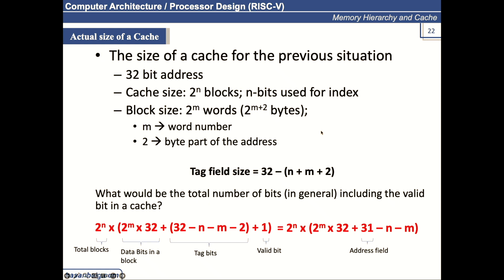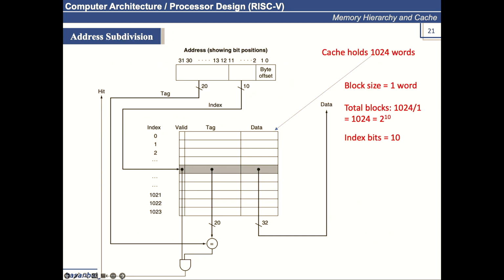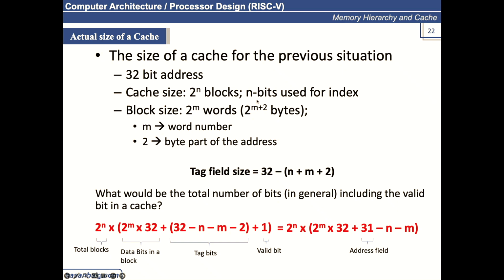Can you explain the cache size in a table? The cache size is 2 to the power n number of blocks. In the previous example, there were 1024 blocks, so 2 to the power 10 is the total number of blocks in a cache. This 10 represents the value n. We represent it with the value n.